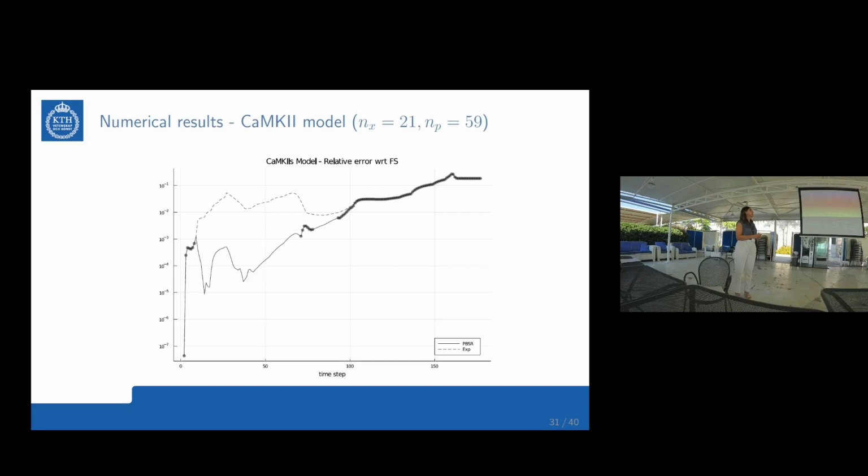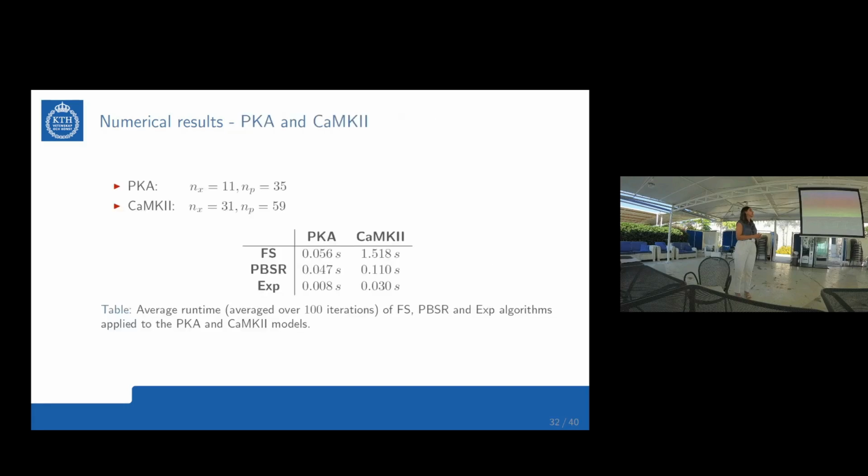These are the results for the ChemKinase model, where we are increasing the dimensions. So we have 21 and 59 for the states and the parameter space. And also here we have an improvement of 1 to 2 orders of magnitude. And of course, we are not only interested in accuracy, but also in the timing result, in the efficiency. So we computed an average runtime. And the exponential algorithm, as we were expecting, is the fastest one.